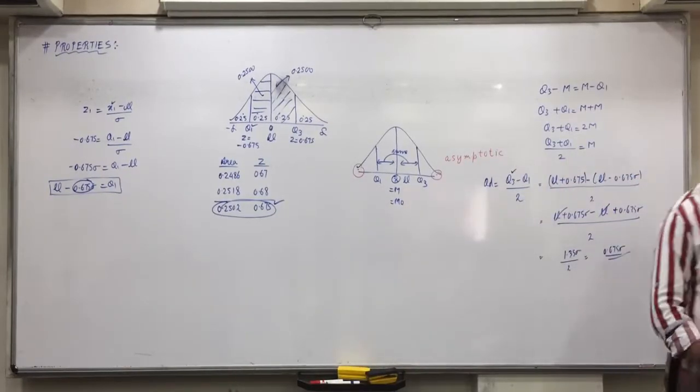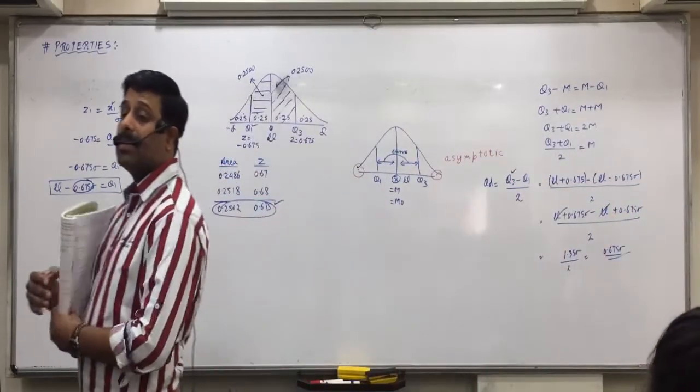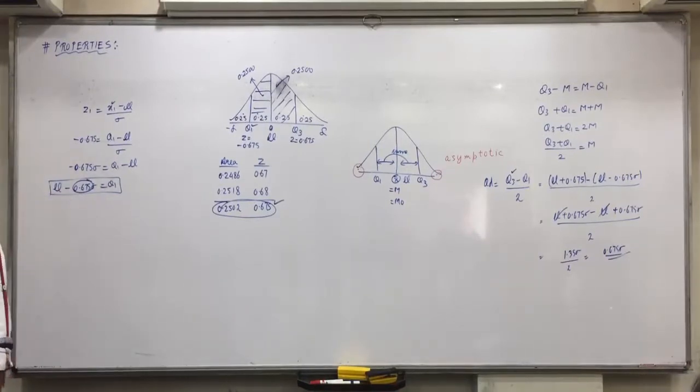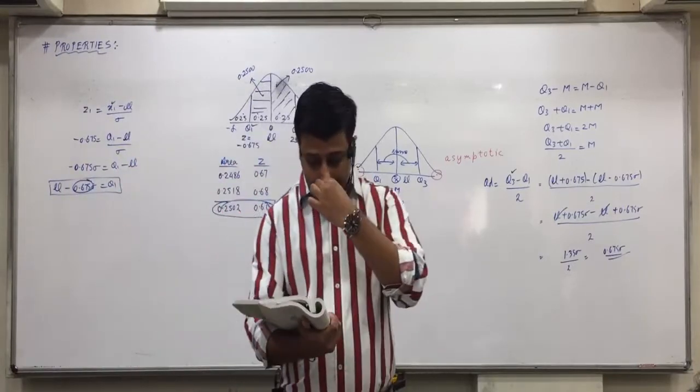In the same manner, next is mean deviation is 4 by 5 sigma. How do you remember it? Repeat 2, 3, 4, 5. Quartile deviation is 2 upon 3. Mean deviation is 4 upon 5. 2 by 3 is quartile deviation. 4 by 5 is mean deviation. 2 by 3 sigma, 4 by 5 sigma. Is everyone clear with this? Next.